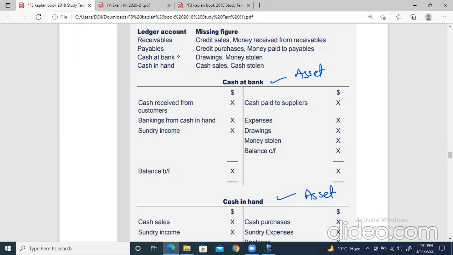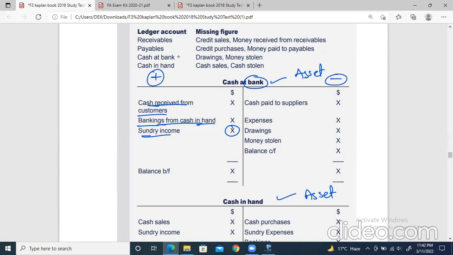Now, if we look at this T account, cash received from customers. Obviously we have received them, right? So think about the double entry: debit cash, credit receivable. So cash is being increased, right? Again, banking from cash in hand. Banking means that we are taking cash out of our personal pocket and putting it in the bank. So again, bank is being increased over here, right? Any kind of more incomes are also increased. So you just need to know that the addition side is here, the deletion side is here.